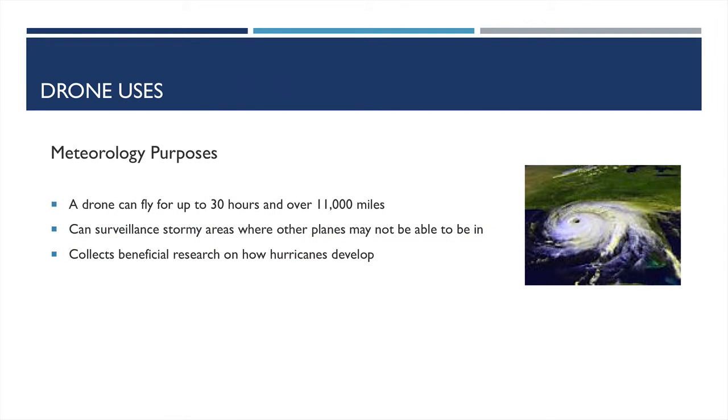Now, what are drones exactly used for? Drones can have many different uses. First use is meteorology purposes. The NOAA has undergone a $30 million experiment to use a UAV drone to discover storms as they evolve. The drone that the NOAA and NASA have created can stay flying for 30 hours and fly over 11,000 miles. The benefit of this drone is being able to stay in stormy areas where other planes cannot be. This provides valuable surveillance of storms that is used for NOAA research.